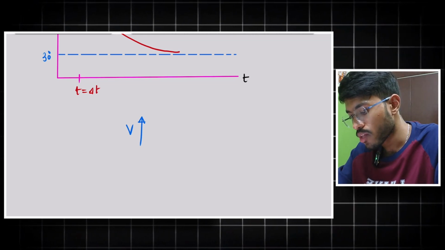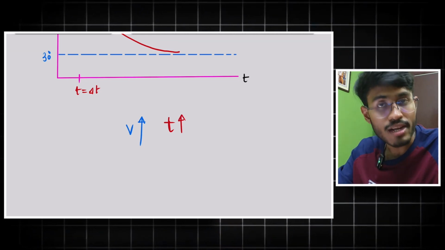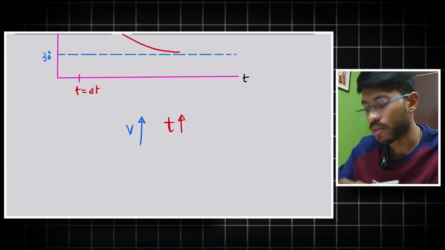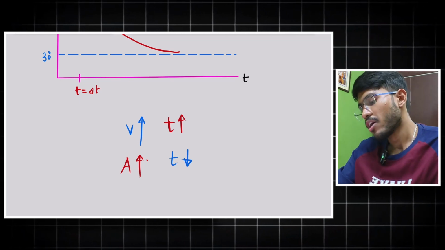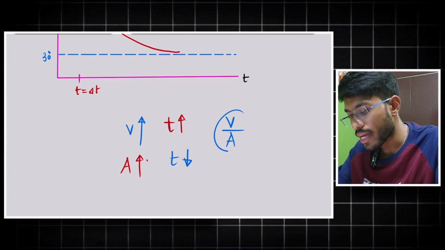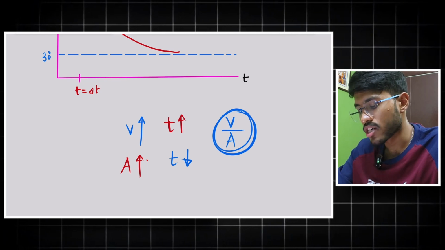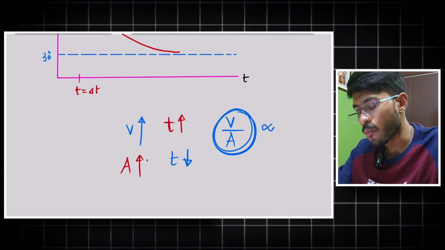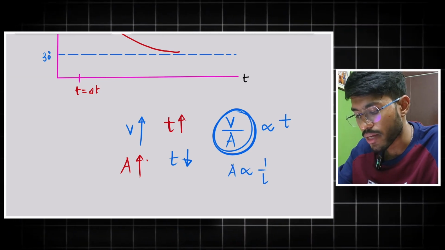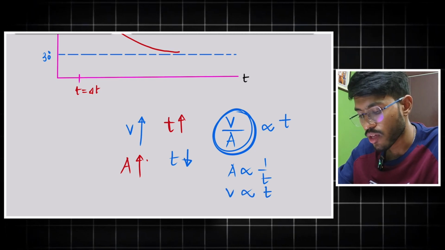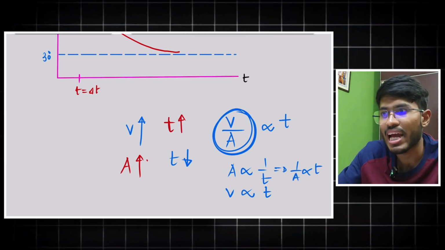So the more the volume, the more time it would require to decrease the heat, or to decrease the temperature. The more the surface area, the lesser will be the time. So that means V by A, volume by area, is the ratio that will be a function. And I can say that this will be proportional to T, because A is proportional to 1 by T and V is proportional to T. Or in other words, V by A is proportional to T. So it can be proportional to T square, it can be proportional to T cube.